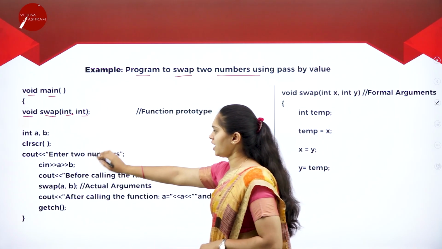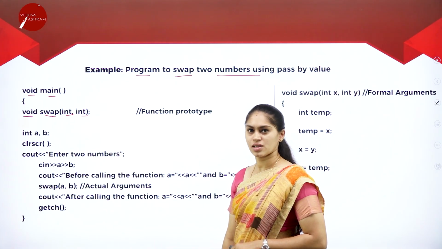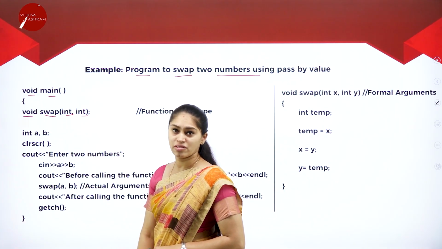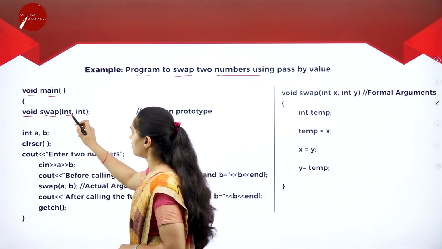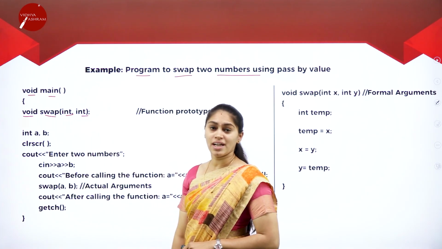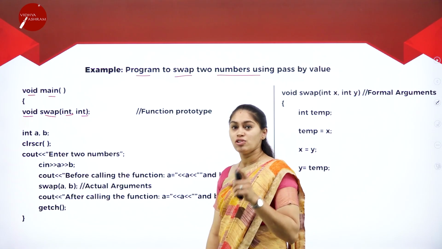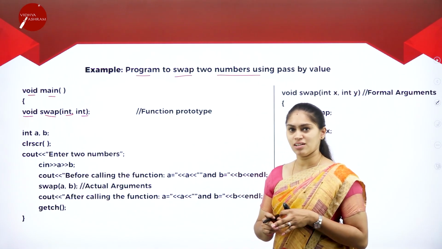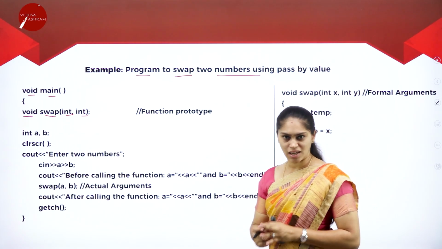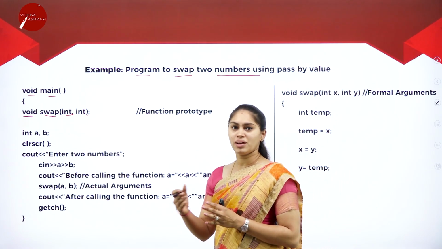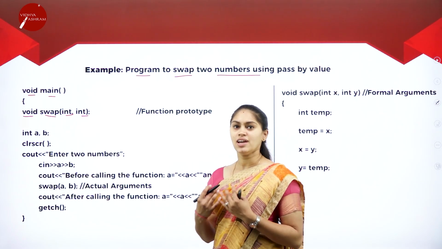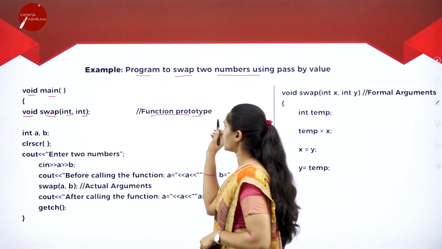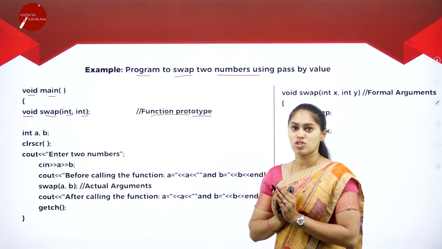Just looking into it, what you can observe here is that void is the return type and swap is the name of the function. And here I have int comma int. What it indicates is nothing but a function prototype. I'm just declaring what type of return value it is going to have, what the name of the function is, and how many arguments or parameters I require for my operation. At last, don't forget to put a semicolon. That indicates the function prototype, how my function should look.